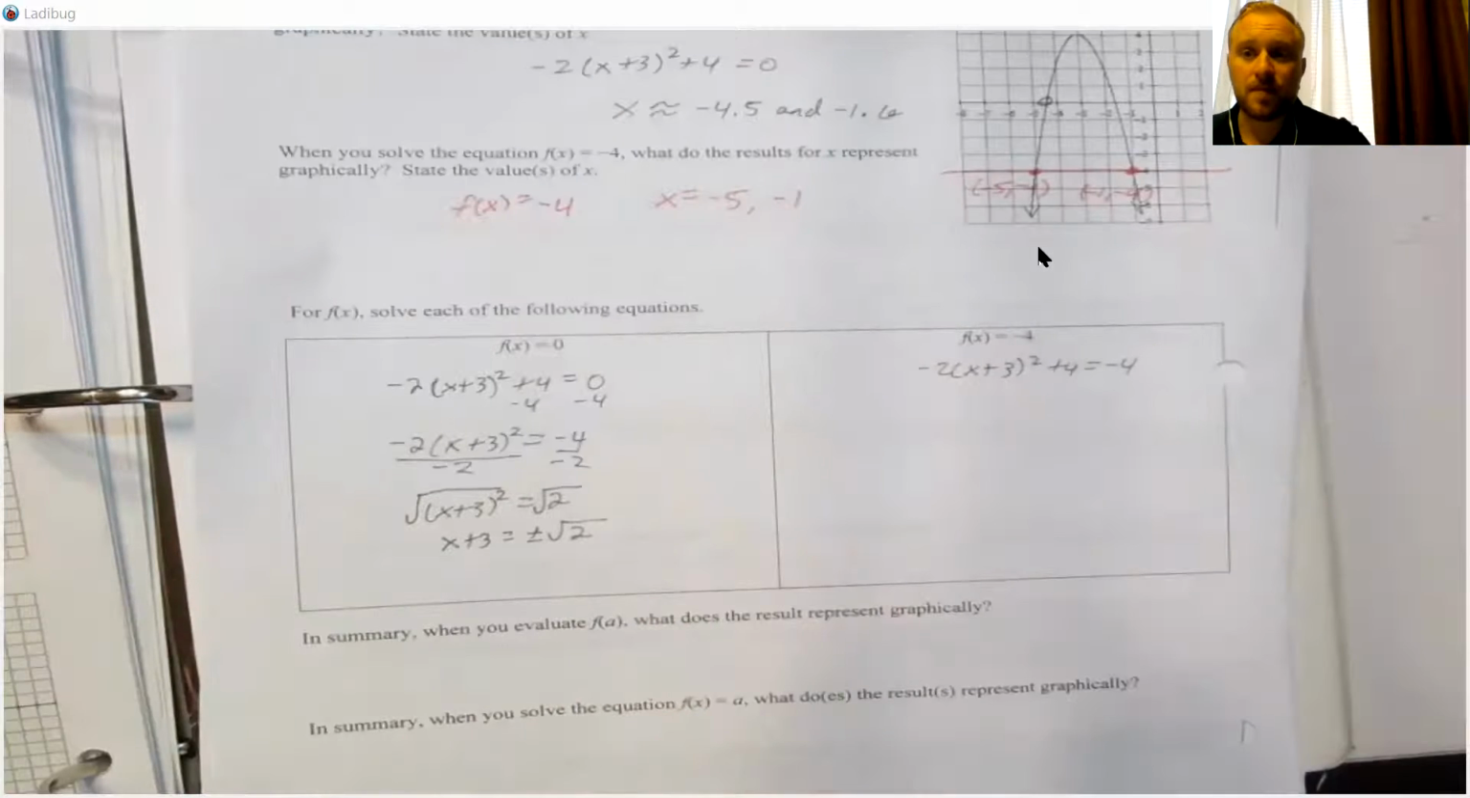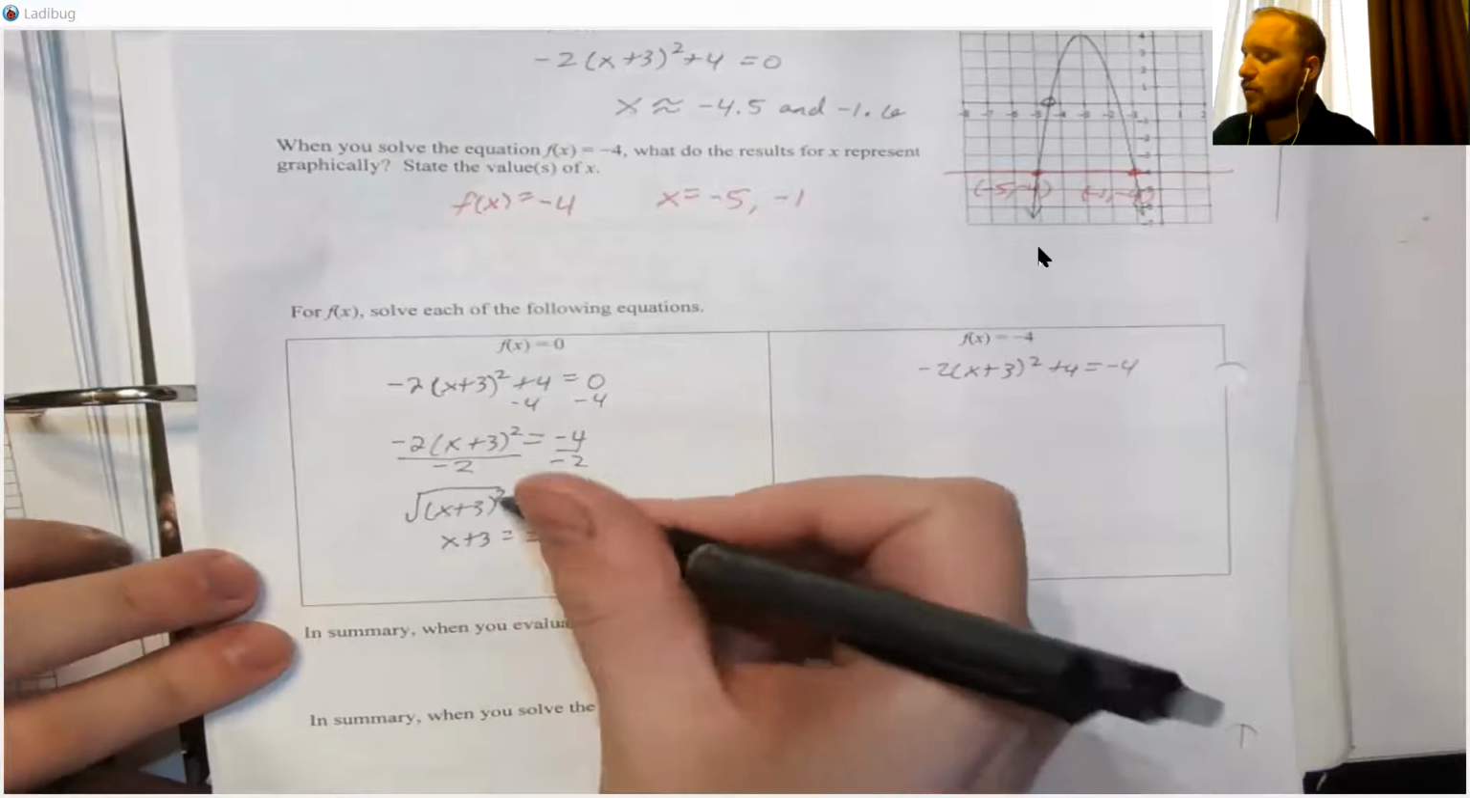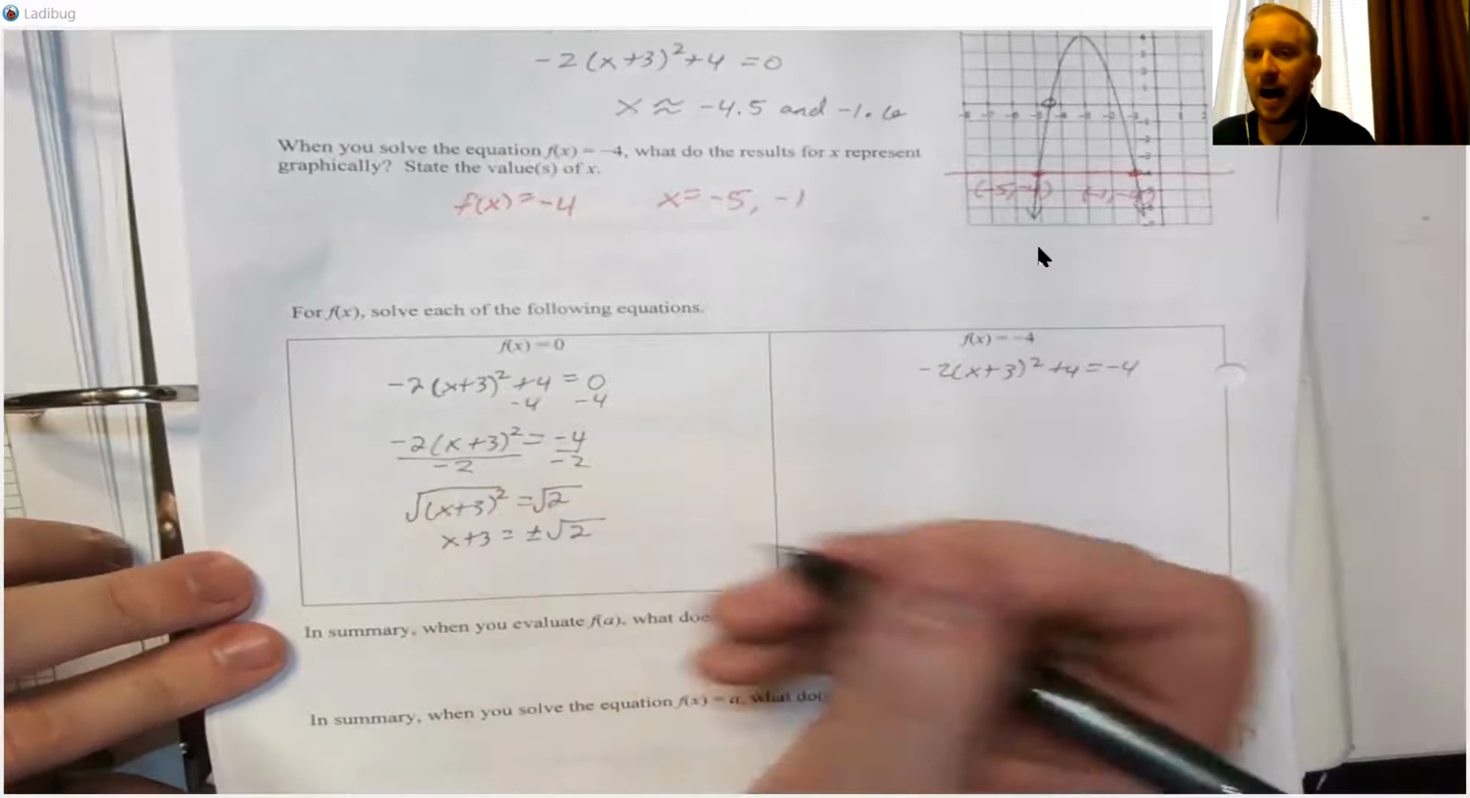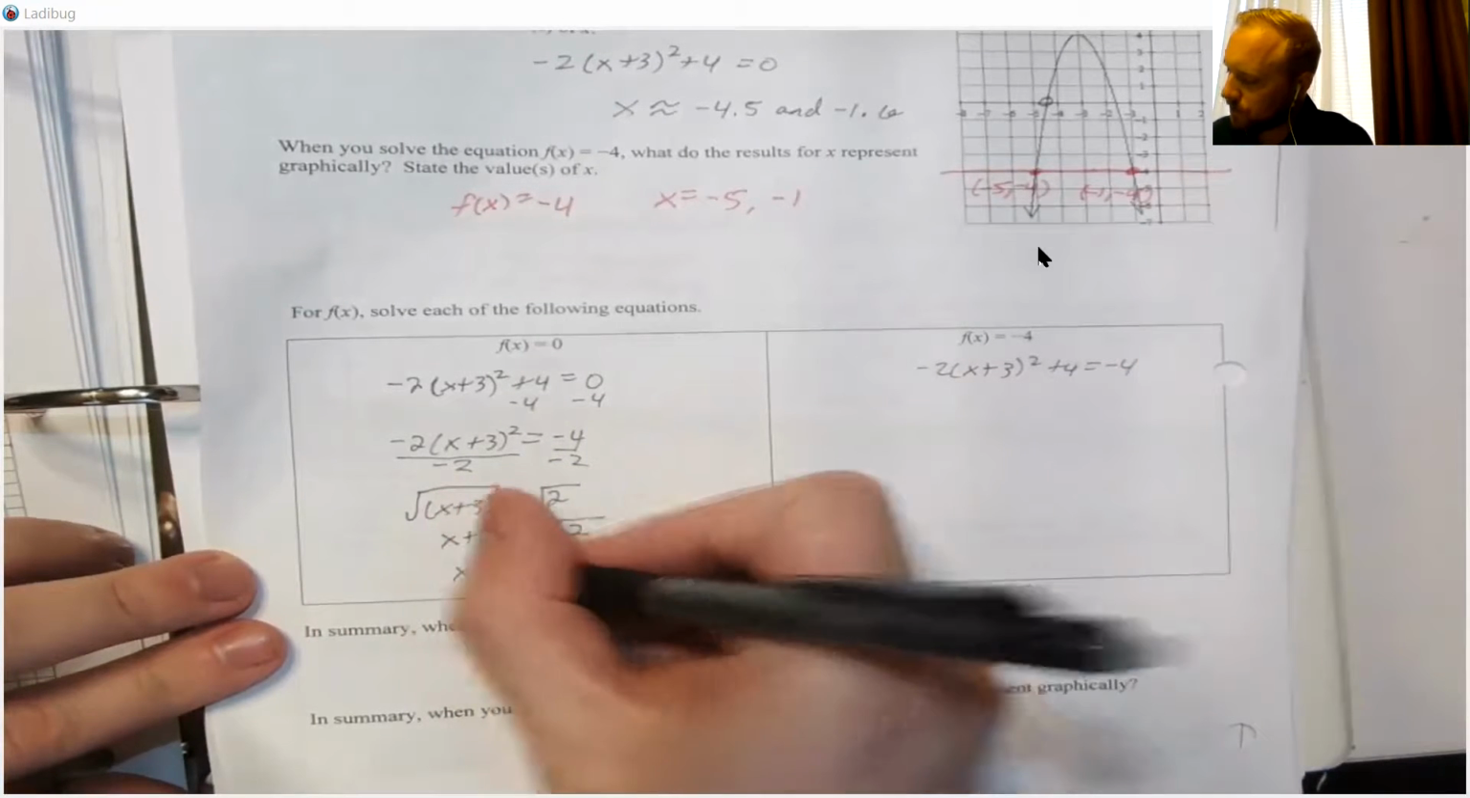Okay, let's repeat that again. Whenever we square root both sides, we always put a plus or minus. Now that we've gotten rid of the square, we're going to do the opposite of adding 3. We're going to subtract 3.